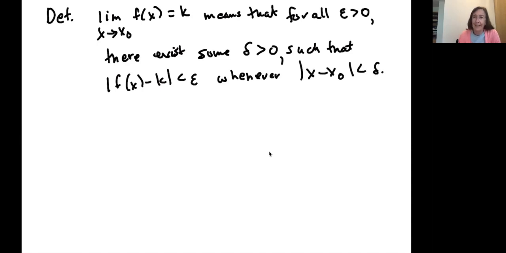Okay, like I said, it's a lot, that definition. So I want to say 3 things to help us wrap our brain around that. First of all, I want to point out that those absolute values, the absolute value of the difference between f of x and k and x and x0, all they're doing is they're telling us we're talking about distance here.